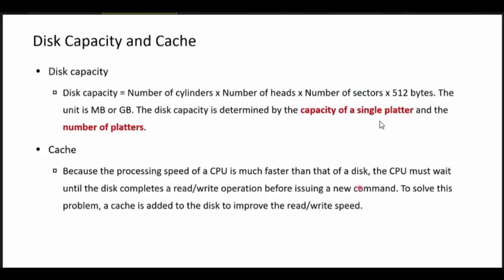The cache. The cache component is basically a random access or volatile memory component. Because the processing speed of the CPU is much faster than that of a disk, the CPU must wait until the disk completes the read-write operation before issuing a new command. To solve this, that's why we have the cache. So remember, when you have a storage controller, your data is actually written into the cache in the storage controller first. Once it's written into the storage controller cache, then it's flushed out into the disk, right? Because of this slow component. So that's why they write it into the cache first.